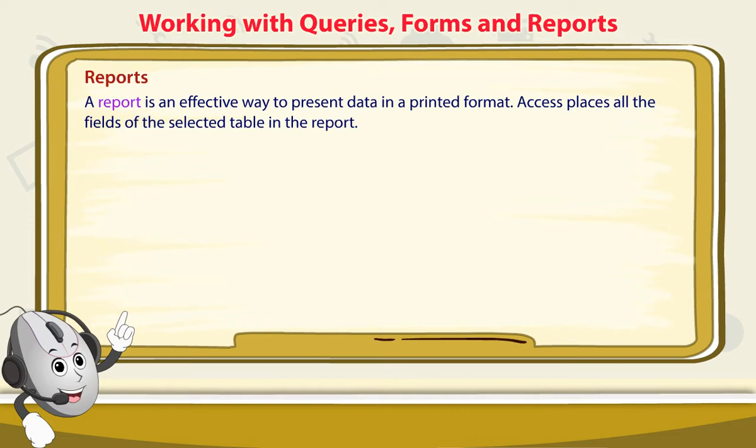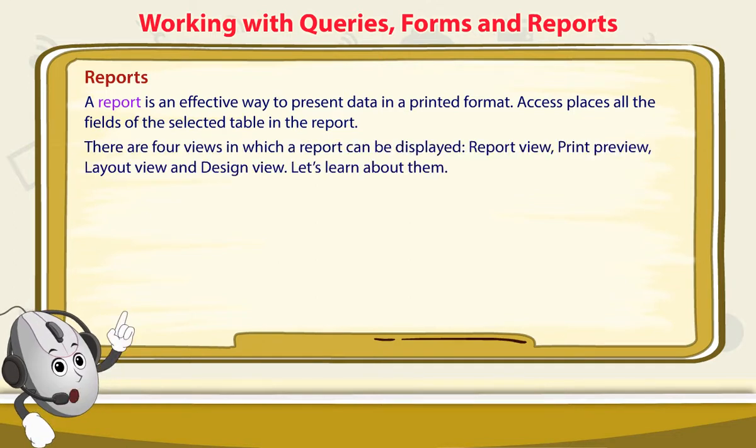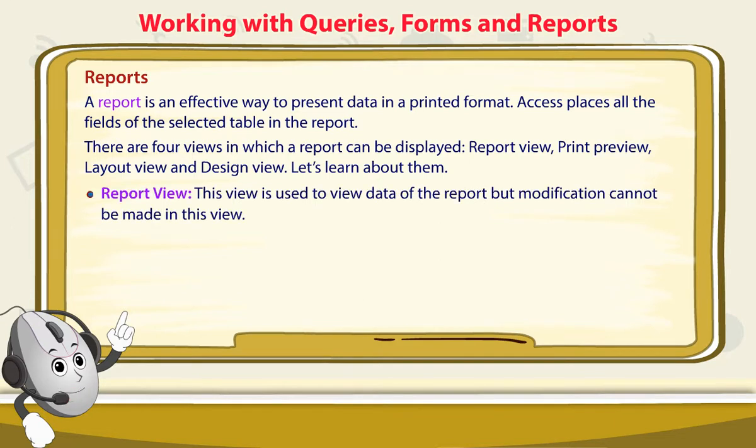Reports. A report is an effective way to present data in a printed format. Access places all the fields of the selected table in the report. There are 4 views in which a report can be displayed: Report View, Print Preview, Layout View and Design View. Let's learn about them.